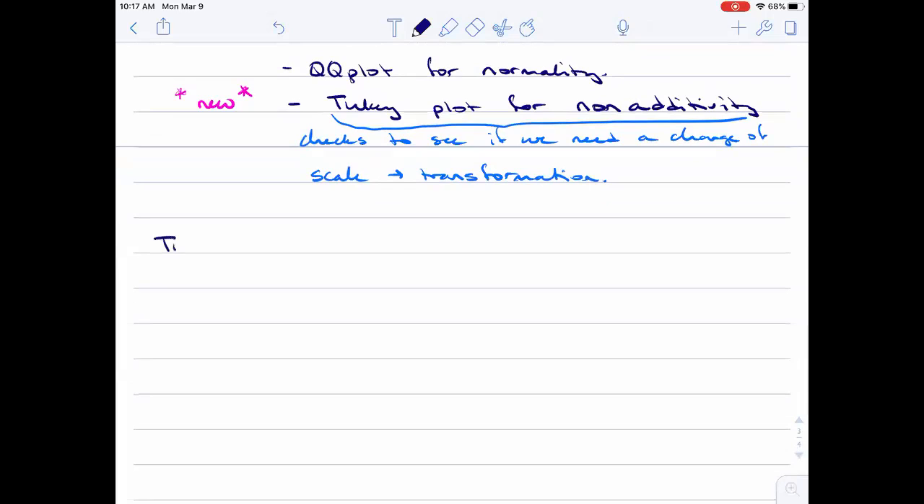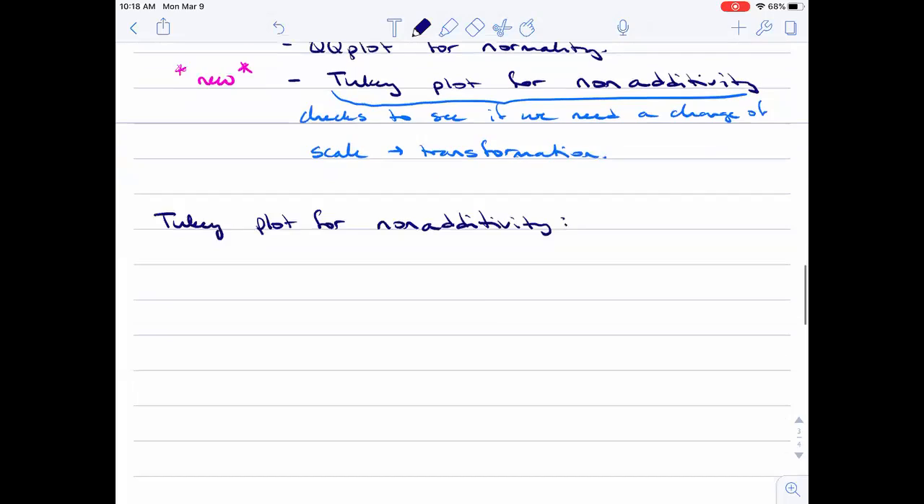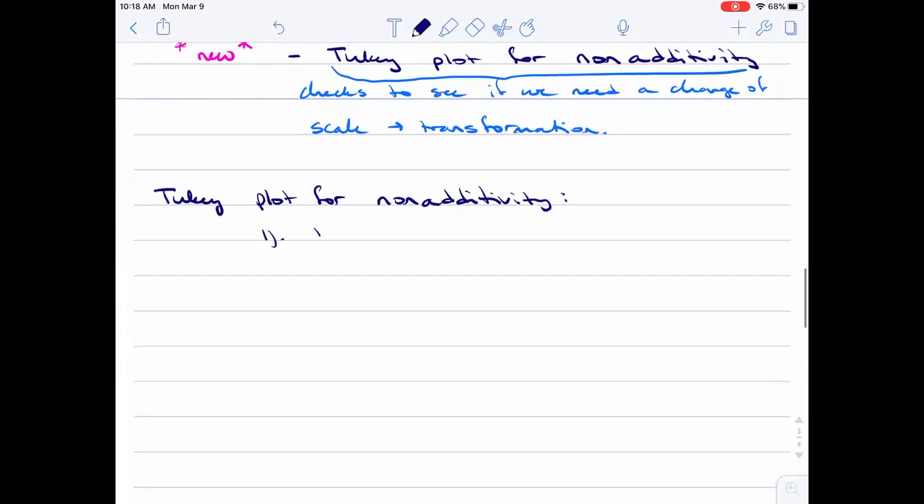Okay. So what are the components for the Tukey plot for non-additivity? First thing you're going to do is you have to fit the model, right? Pick your best model, and now we're assessing it.